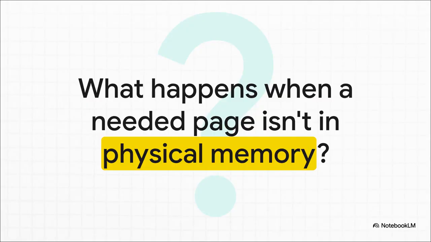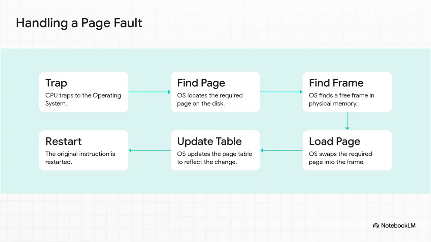And that, of course, leads to the big question. What happens when the program tries to access a piece of data that's on a page that, well, isn't actually in RAM at that moment? This triggers an event called a page fault. Now, it sounds bad, but it's a totally normal and essential part of how this all works.